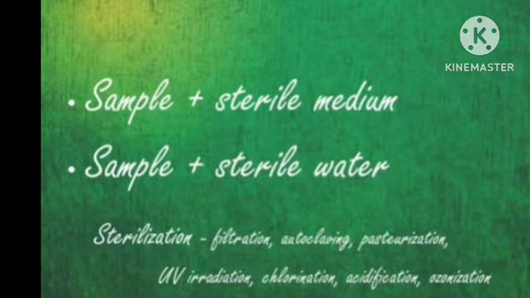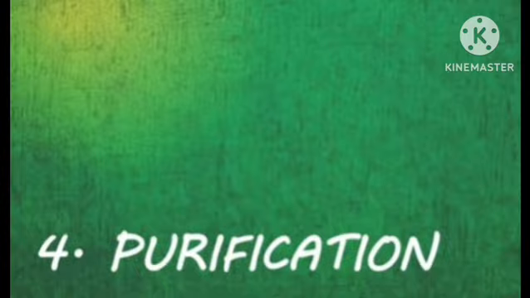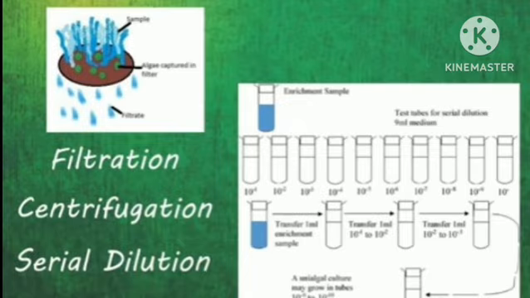Sterilization methods are maintained to kill bacteria, fungi and other contaminants from the water, medium and glassware we use. And next, methods for purification. The first technique is filtration. It is used to separate the algae from water and debris, and to concentrate the phytoplankton from large water samples. The filter paper holds the algal cells, then we wash them into sterile medium.